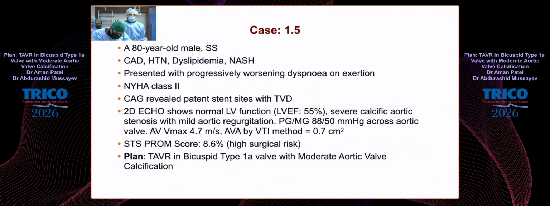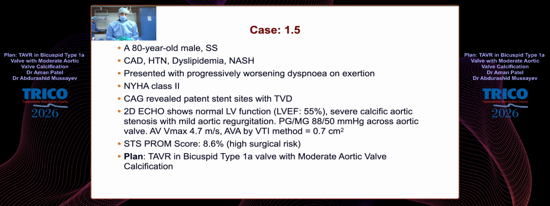So today we have an 80-year-old male patient. He has some comorbidities like coronary artery disease, hypertension, non-alcoholic steatohepatitis. He has undergone 2 coronary interventions in the past, in 2011 and 2013, and 1 renal artery stenting. He presented to us with progressively worsening dyspnea on exertion. Currently he is in NYHA class.